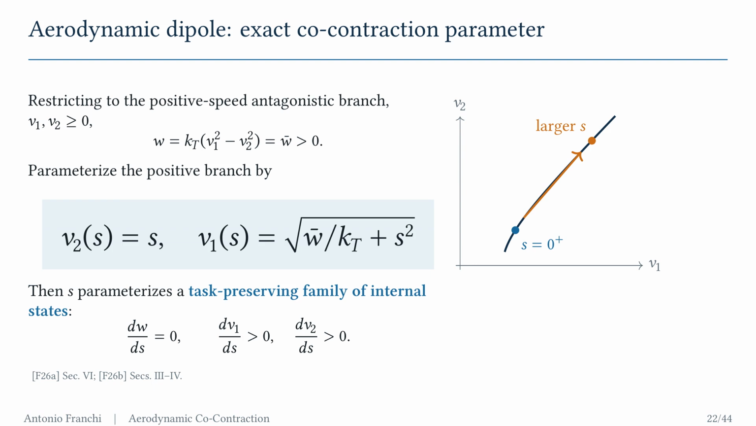We now focus on the positive speed antagonistic branch with prescribed positive task W bar. The constant task equation is the difference of two squared rotor speeds. Setting v2 equal to s gives the exact parametrization shown. v1 is the square root of W bar over k_T plus s squared. As s increases, both speeds increase and dW over ds remains 0. The parameter s, therefore, traces a task-preserving co-contraction path along the hyperbola.